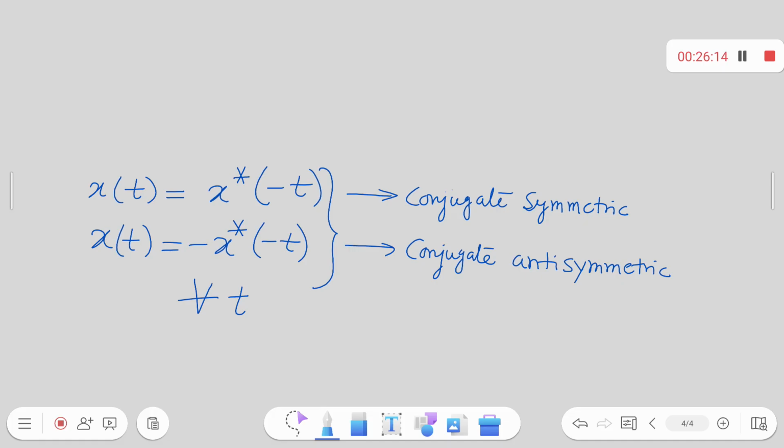If the signal is not a real signal, if it is a complex signal, then instead of defining oddness and evenness, we have to define conjugate symmetricity and conjugate antisymmetricity. Clear? Okay, fine.